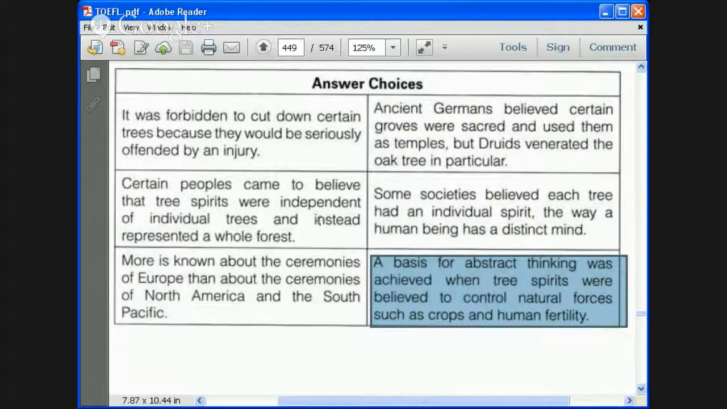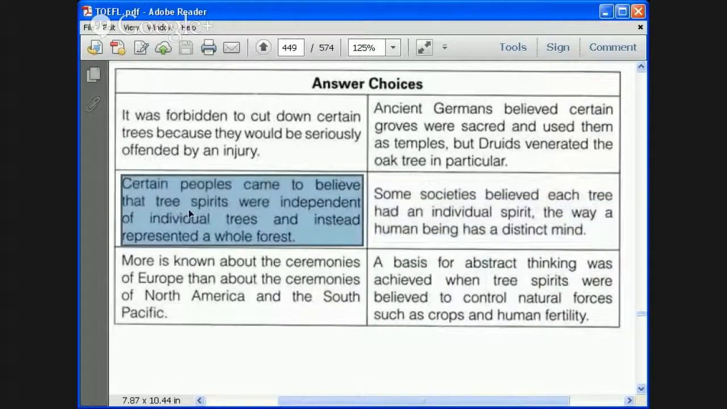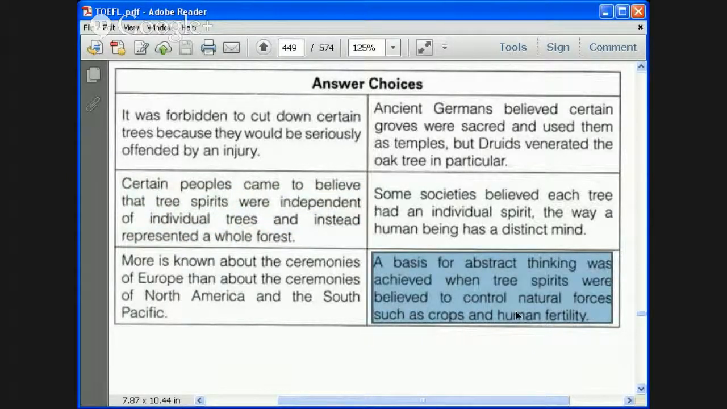And actually, gentlemen, you are correct. Very good. In fact, this outlines phase 1, phase 2, and phase 3. Phase 1, the people believed that the tree had a spirit. That's it. Phase 2, the people believed that the spirits were independent. They could move around. All right? Moving tree spirits. And instead represented a whole forest. They could jump from tree to tree. Phase 3, when they began to symbolize or control natural forces, crops, human fertility.